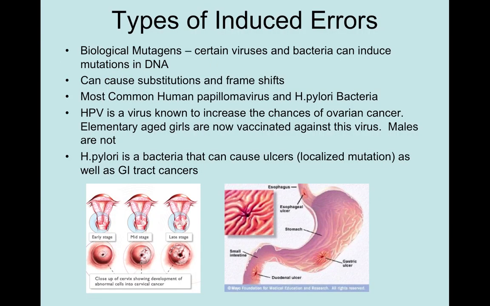And the last one I'm going to talk about is biological. So these are viruses and bacteria that can also cause mutations in your DNA. They most commonly cause substitutions and frame shifts. The most common is HPV. Any of you females out there, you've probably been vaccinated against it because it is a virus that can cause cervical as well as ovarian cancer. So females get the vaccination for HPV, so you don't get the virus, and then you have a decreased chance of developing ovarian cancer.